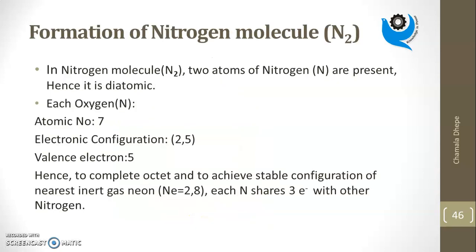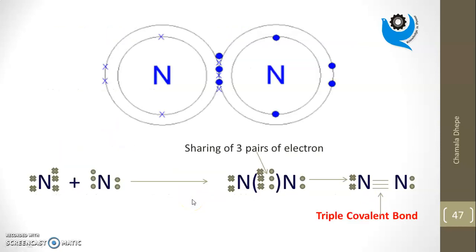Now the formation of the nitrogen molecule, that is the N2 molecule. In a nitrogen molecule, how many atoms are there? There are 2 atoms of nitrogen present, hence it is diatomic. For each nitrogen, the atomic number is 7, the electronic configuration is 2, 5, and the valence electrons are 5. Hence, to complete the octet and achieve the stable configuration of the nearest inert gas neon, each nitrogen shares 3 electrons with the other nitrogen.